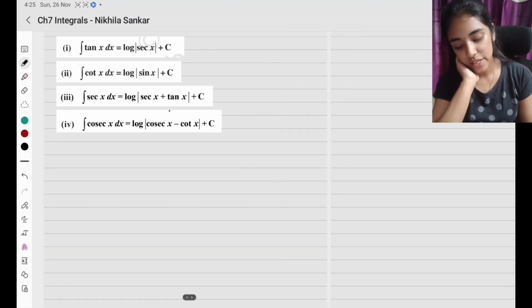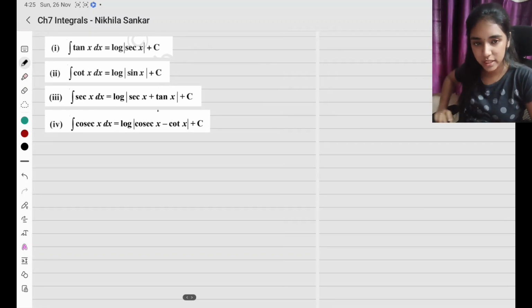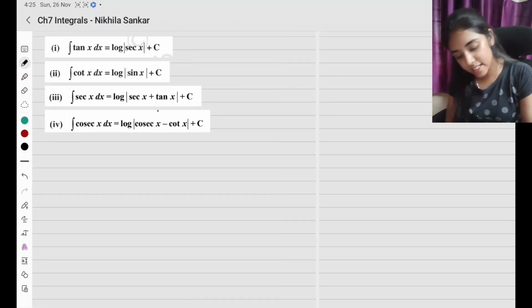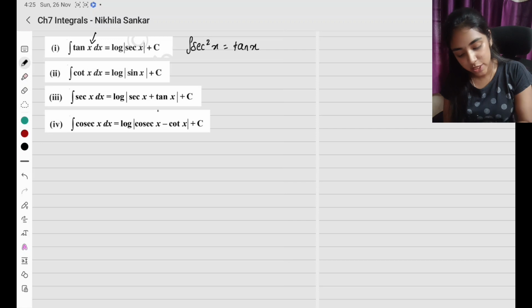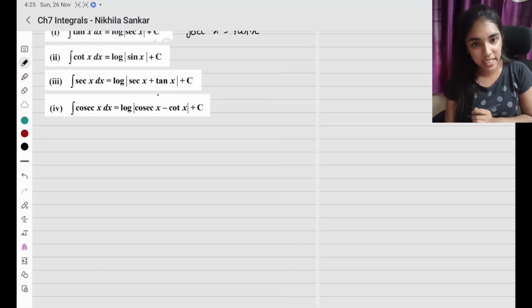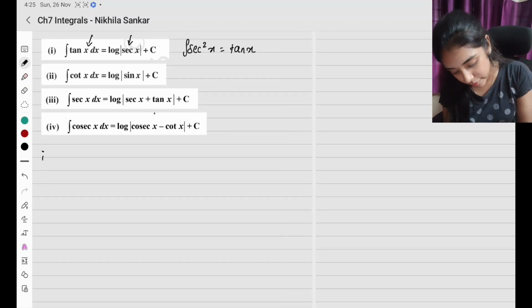But next, we are going to see a few substitution techniques. Now, we know that the integral of secant square x is tan x. But what about the integral of tan x? It is going to be log mod secant x. How do we remember this? So, I'll solve one for you.